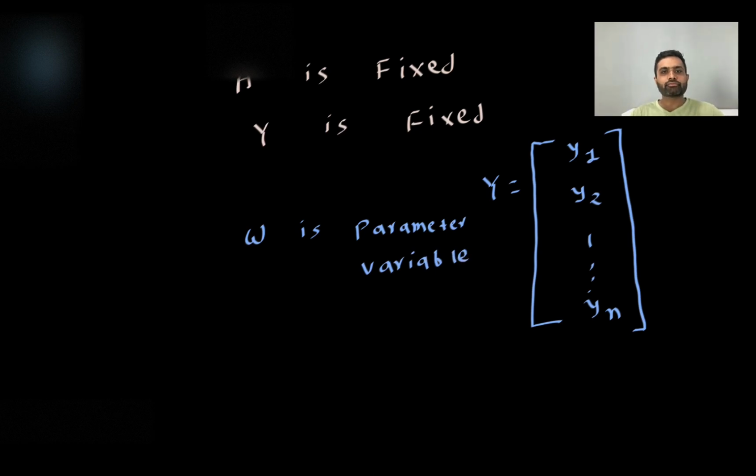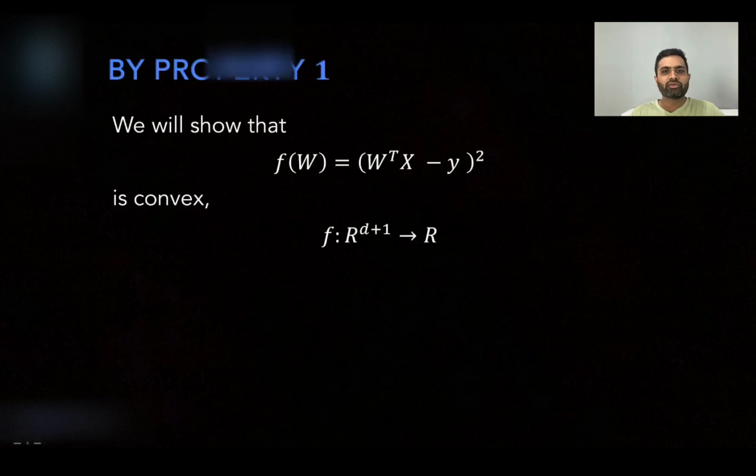Okay, so let's start the proof by property 1. We will show that if we have only a single data point x, and the corresponding ground truth value is small y, then the least square loss that we obtain is convex. If we have multiple data points, in particular n data points, and we sum over all of them, that is also convex.